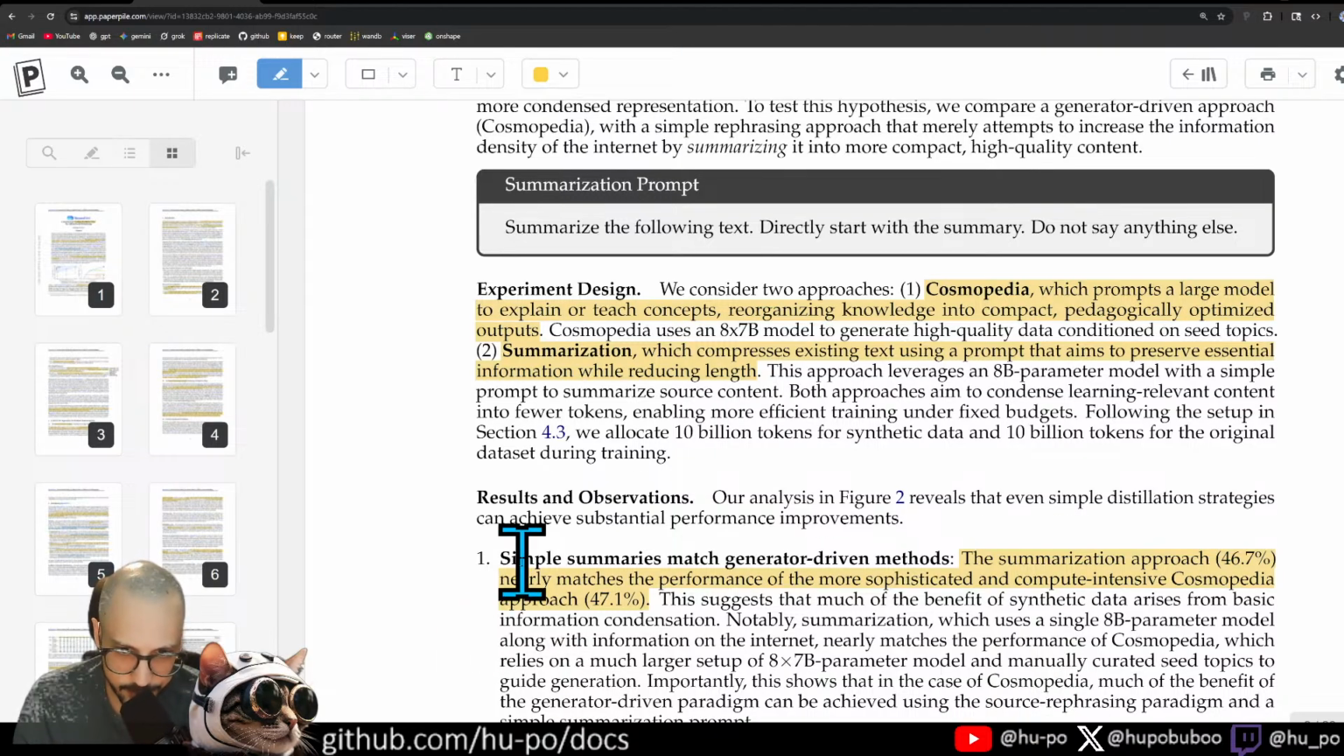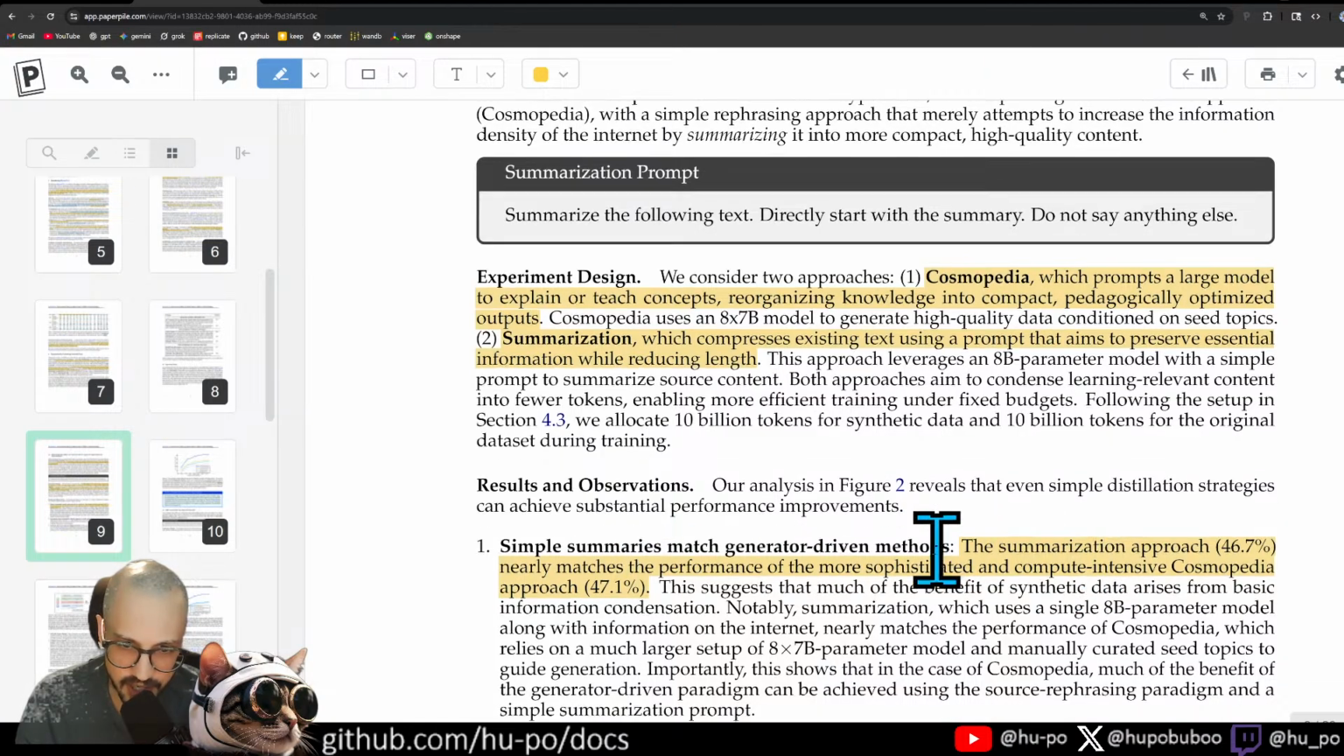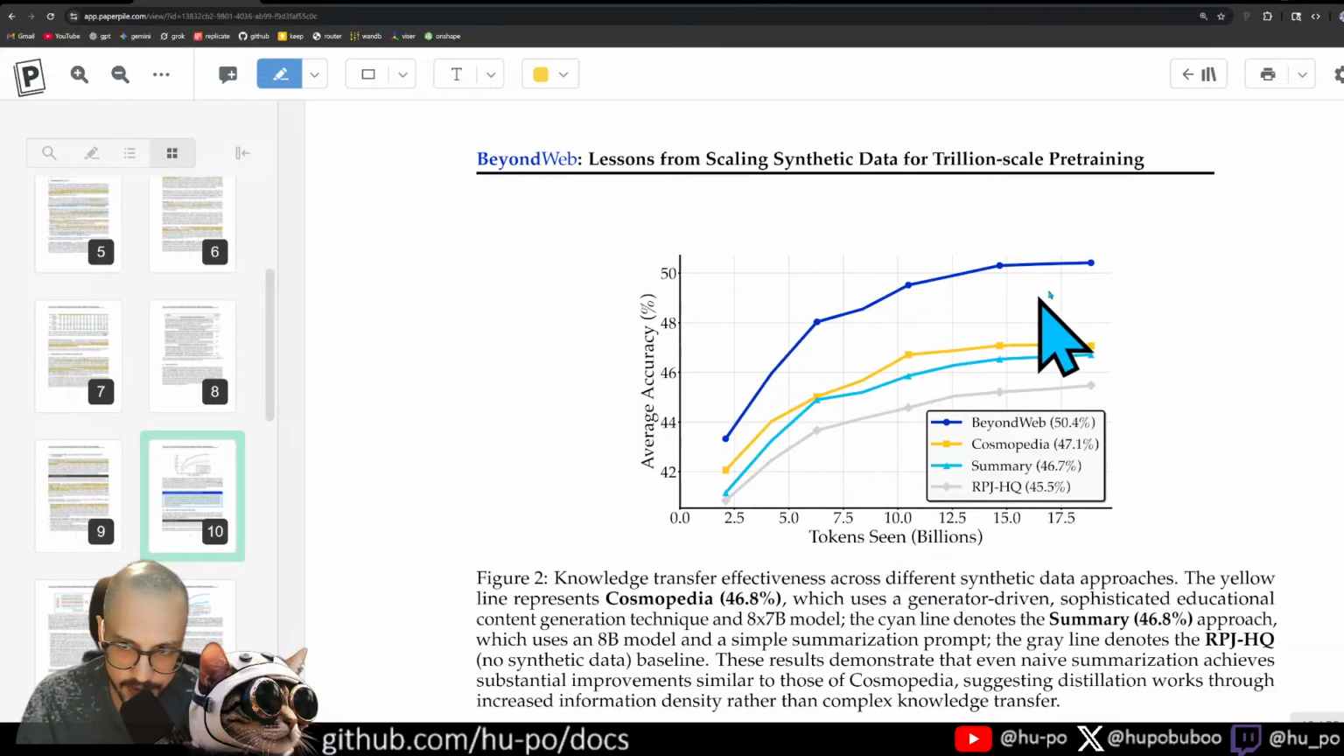And what they find here is that simple summaries match generator-driven methods. The summarization approach nearly matches the performance of the more sophisticated and compute-intensive Cosmopedia approach. And here's the actual plot. Average accuracy, so higher is better, so this is a smarter model than this. And tokens seen in billions at the bottom is basically how much compute you've put into training. So here the model has only been pre-trained for a small amount of time, and here it has been pre-trained for a longer amount of time.